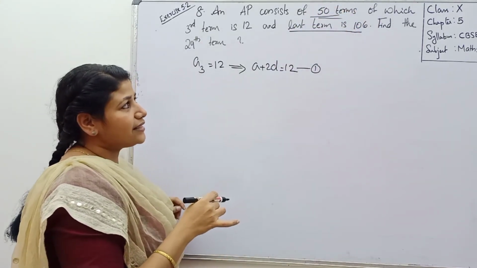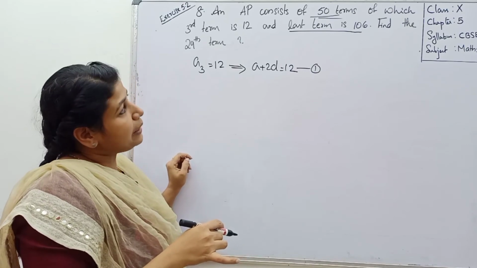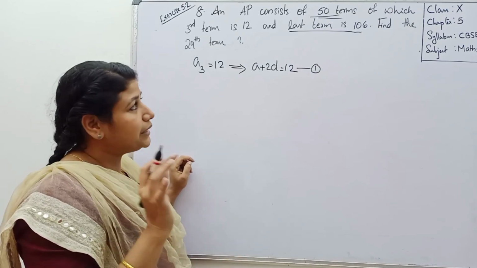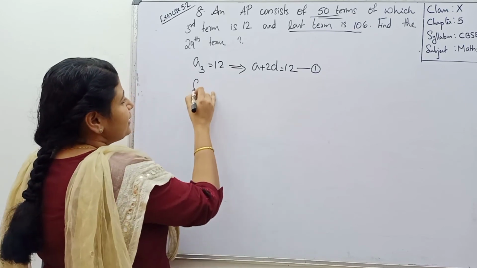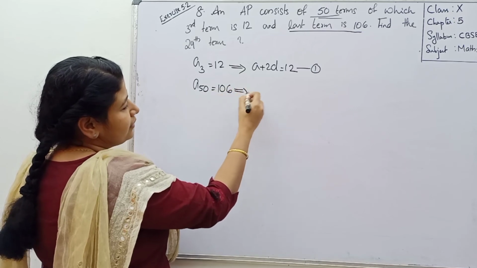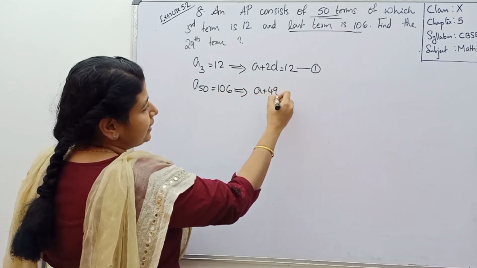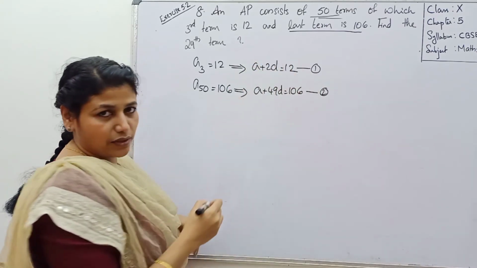അല്ലേ? സാധാരണ ലാസ്റ്റ് ടേം എന്ന് പറഞ്ഞാൽ നമ്മൾ an ആണ് യൂസ് ചെയ്യാറ്. പക്ഷേ ക്വസ്റ്റിൽ തന്നിട്ടുണ്ട് AP consists of 50 terms. 50 ടേംസേ ഉള്ളൂ. സോ ലാസ്റ്റ് ടേം എന്തായിരിക്കും? 50th ആയിരിക്കും. So we can write A50 as 106. So we can write a plus 49d equal to 106. So this is the second equation.